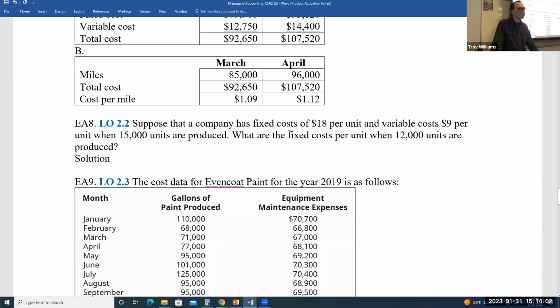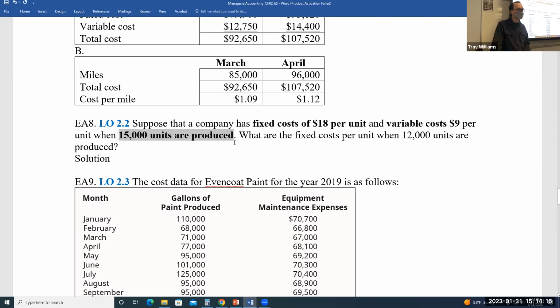Suppose that a company has fixed costs of $18 per unit, variable costs of $9 per unit, based on 15,000 units that they produced. What are the fixed costs per unit if they produce 12,000 units? Okay, well, to solve this, we don't need to know about the variable costs, right? They're asking us about the fixed cost per unit. So we don't really need this information here.